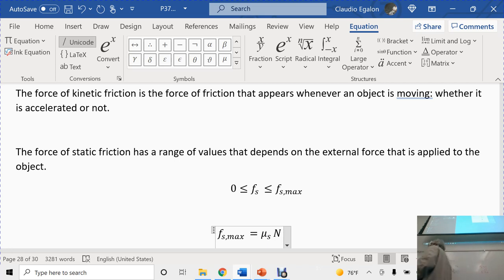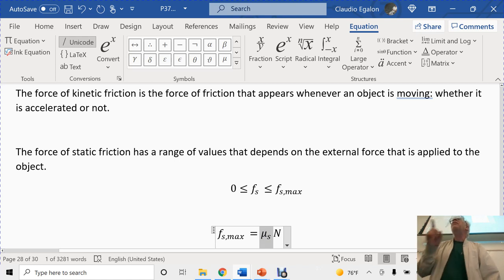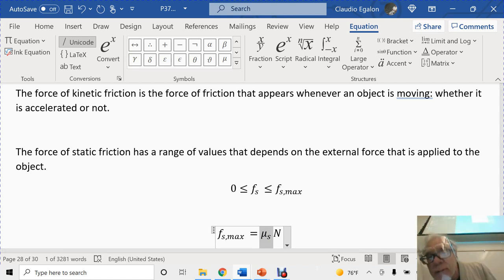Okay? Can you picture that? Right now, the normal of this object is equal to its weight. But if I press against it, the normal is going to increase. The weight is not going to increase, but the normal is going to increase. Make sense? Consequently, the maximum force of static friction is going to increase as well, because this coefficient here didn't change. Like I said, this coefficient depends on the surfaces, on the nature of the two surfaces that are in contact. Can you picture that? The higher the normal, the more the force of static friction.